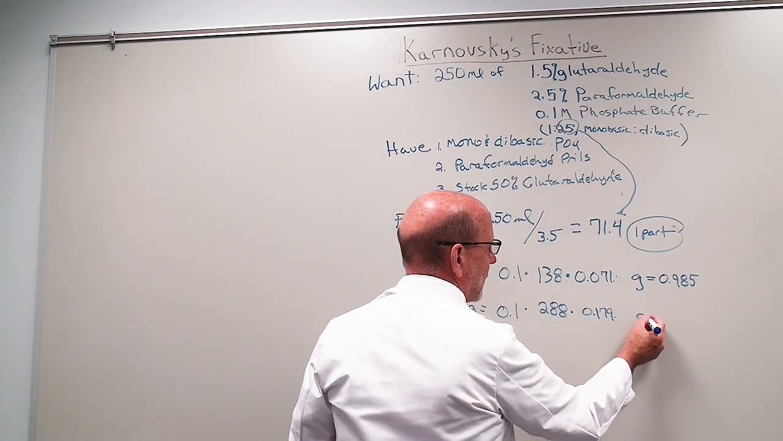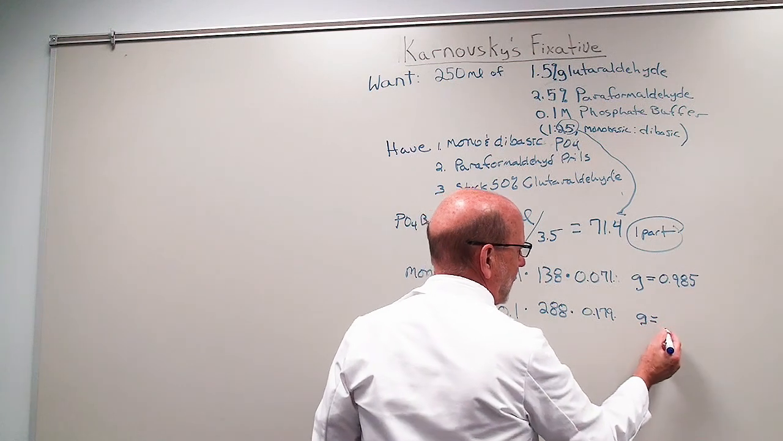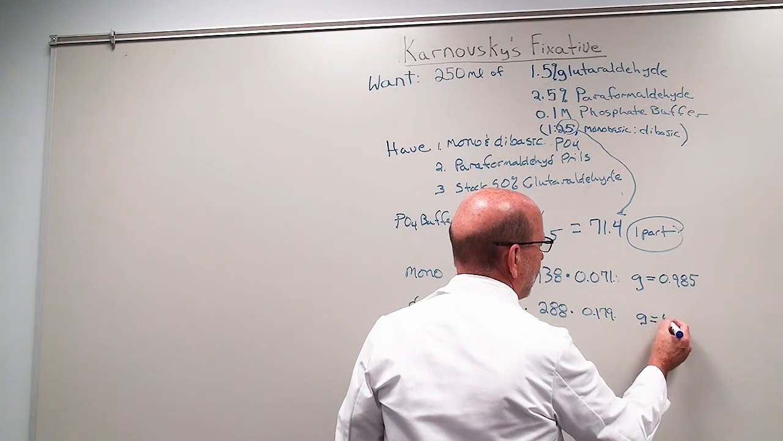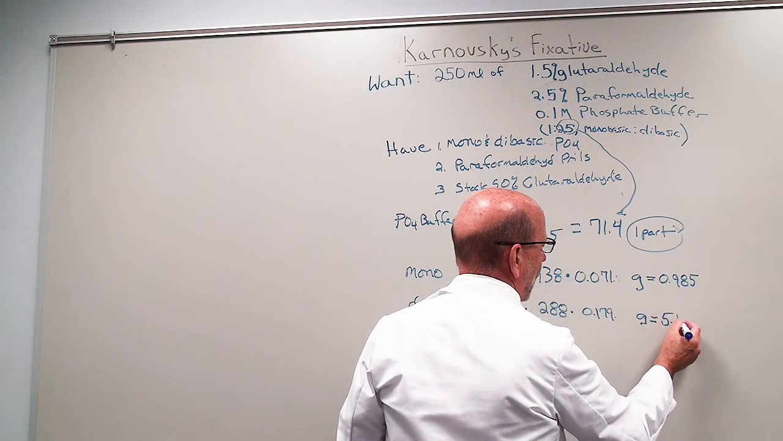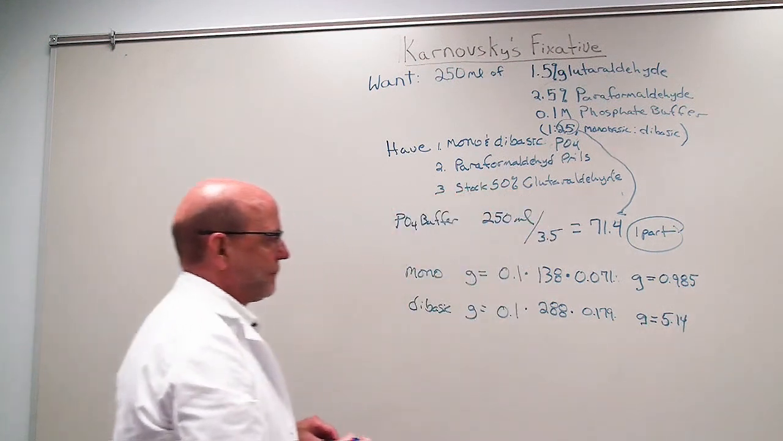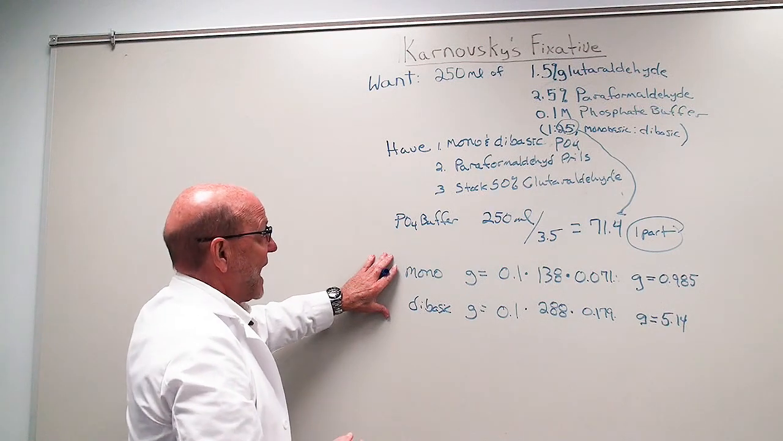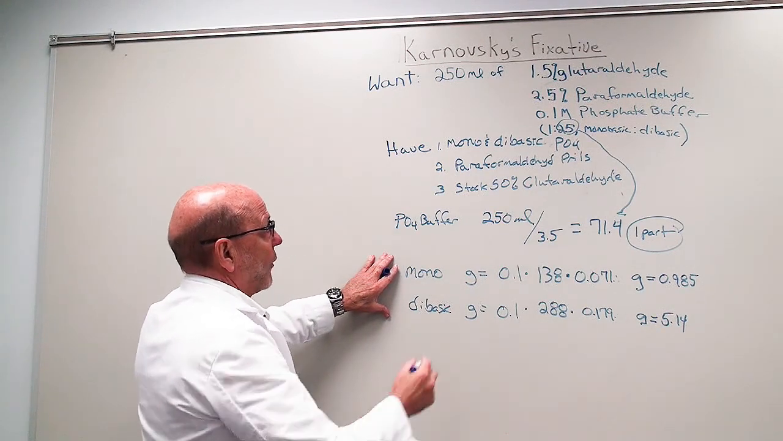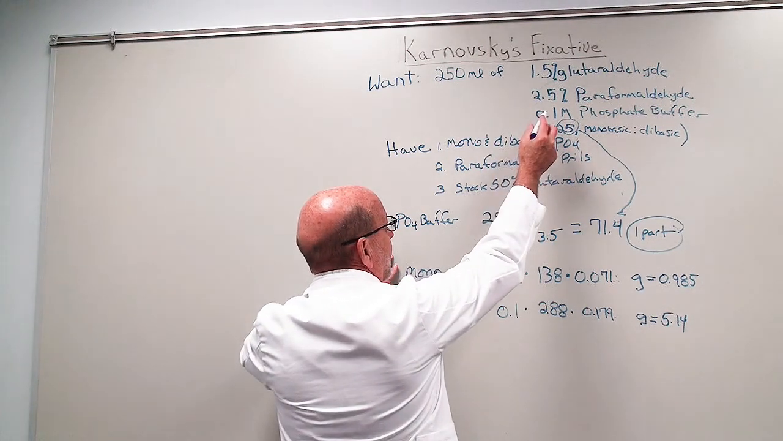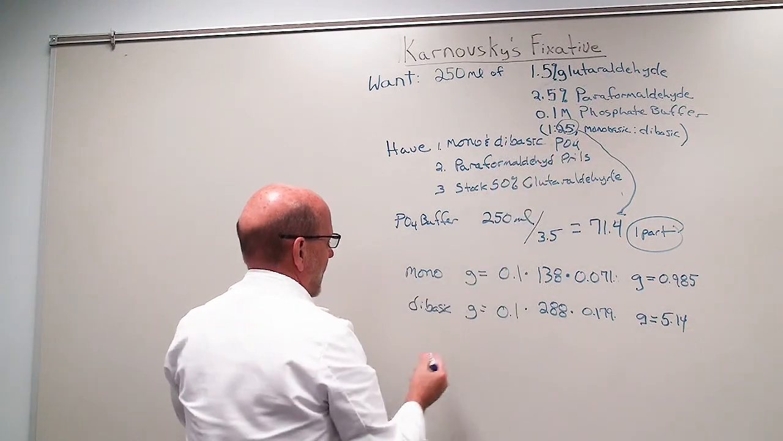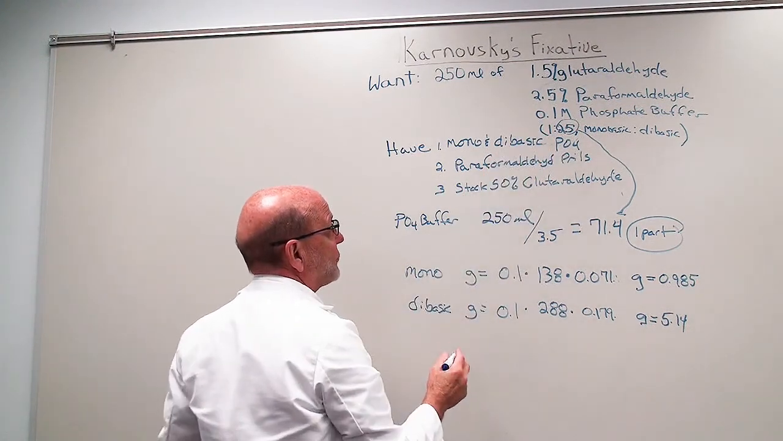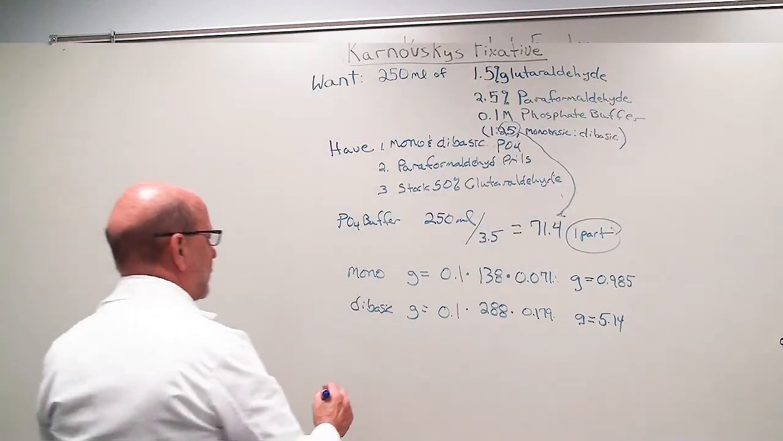So now the grams equal 5.14 grams. That's what we're going to add to water and get boiling, and then we'll add our paraformaldehyde. I have another video that shows the actual process if you'd like to watch that.